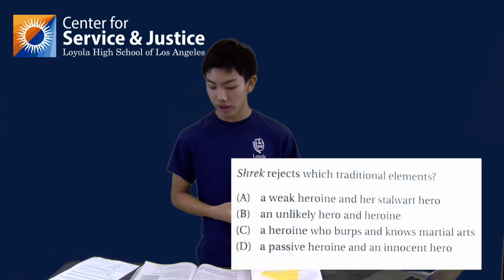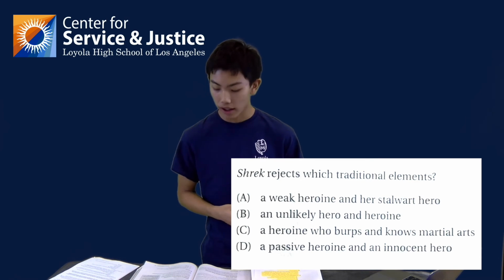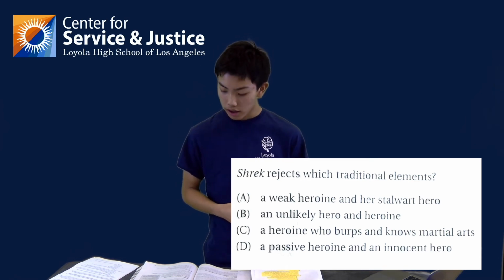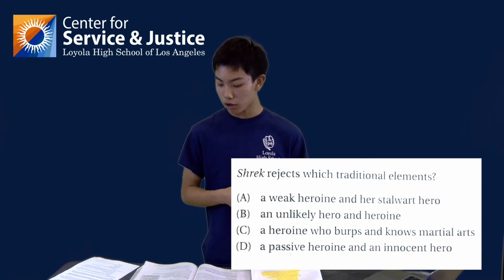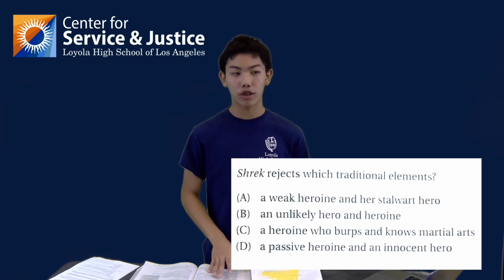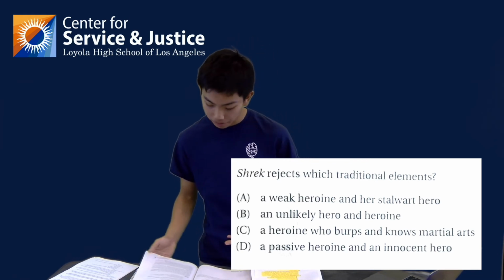A, a weak heroine and her stalwart hero. B, an unlikely hero and heroine. C, a heroine who burps and knows martial arts. Or D, a passive heroine and an innocent hero. So the answer is explicitly stated in the passage.